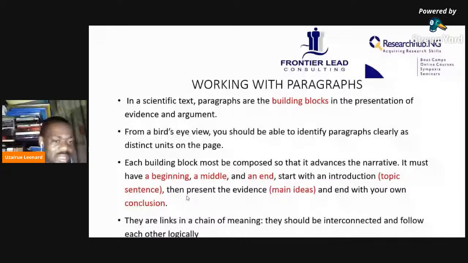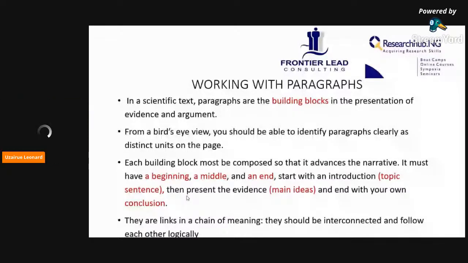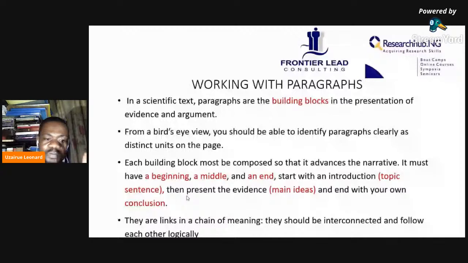Arguments. Generally, scientific articles work that way. So you must be able to focus on a particular idea at every point in time. Now, the next one is that from a bird's eye view, every reader should be able to see the paragraphs on every one of your pages. Not that you just write up a whole page without paragraphs. There should be a paragraph for every section.